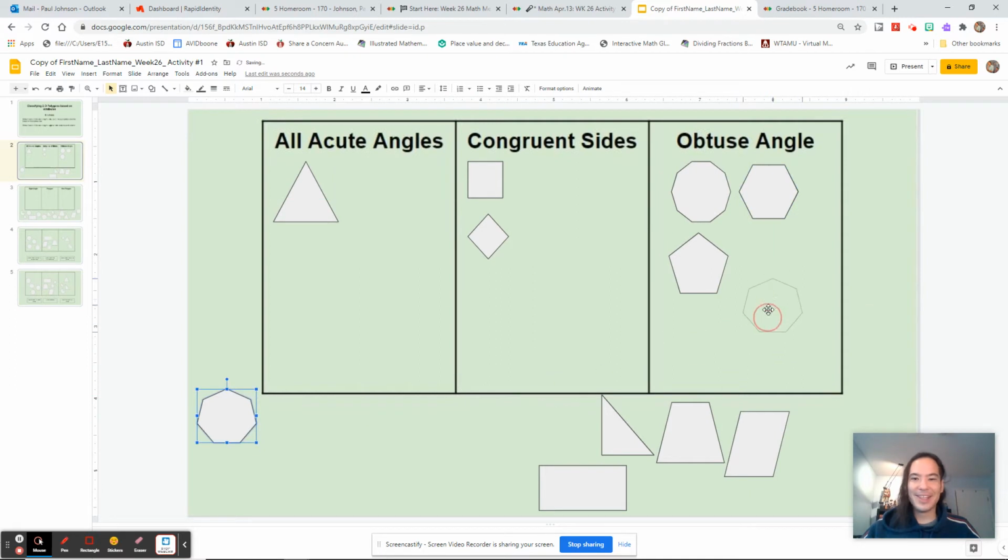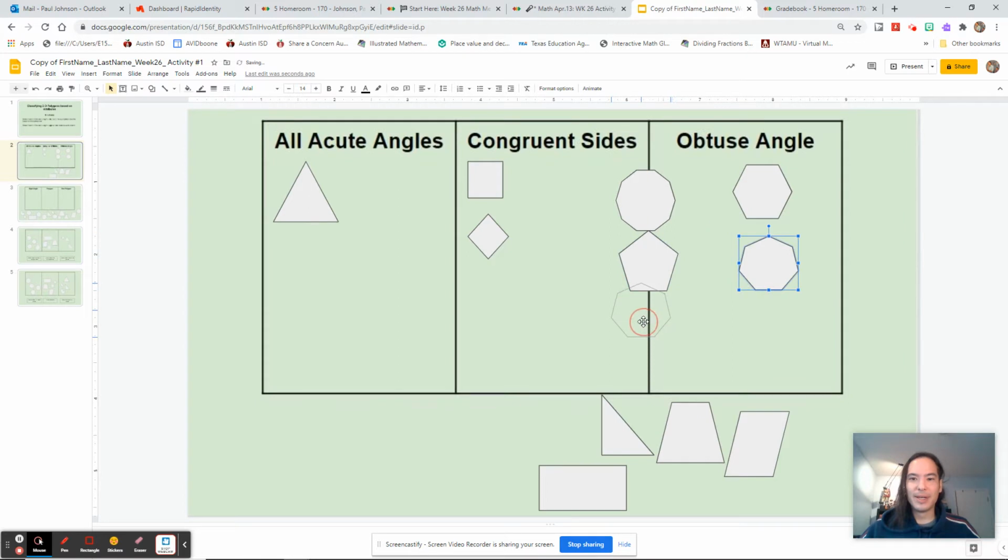However, some of these also look like they have equal sides. So if you put the octagon in congruent sides, I wouldn't think that's wrong, because 1, 2, 3, 4, 5, 6, 7, 8, all those sides look the same length. If you put the octagon, the hexagon, maybe even the pentagon and the heptagon inside congruent sides, it's not wrong. They really should have made a Venn diagram, because then we could have put some of these in the middle where they show that they have both obtuse angles and congruent sides. So it's a little strange.